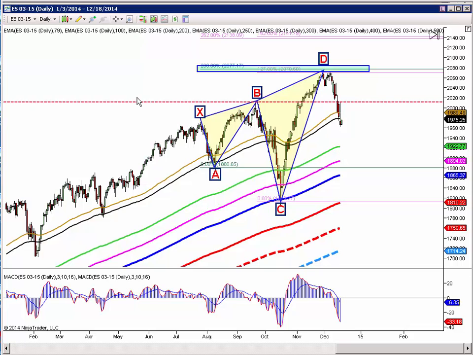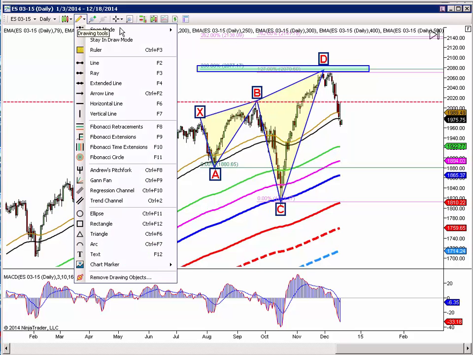Okay, we're looking at the S&P E-mini futures, and what we see here is an XABCD pattern, and the D pattern has hit resistance, and the market has put a lower high and has been breaking to the downside. As you can see, the market is well below the B point, and that's highly negative.